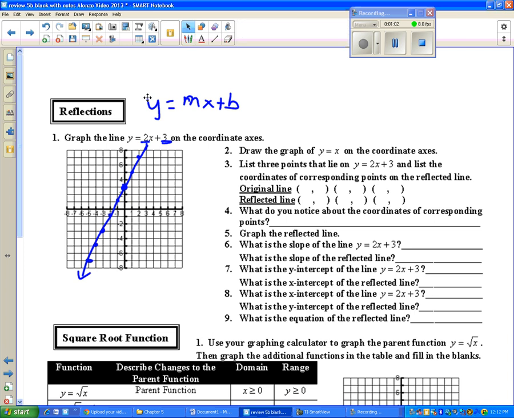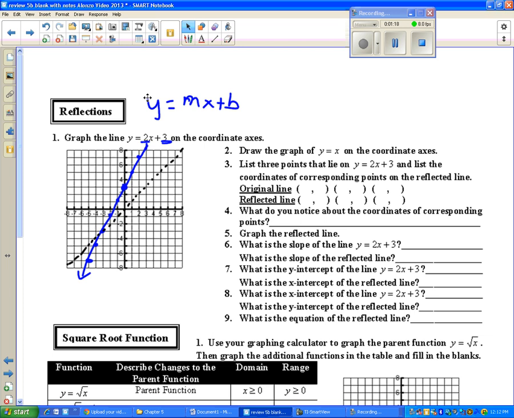Okay? Number 2, draw the line of y equals x in the coordinate plane. Remember, the y-intercept of this line is (0, 0). My slope is up 1, right 1. So that's the graph of y equals x.